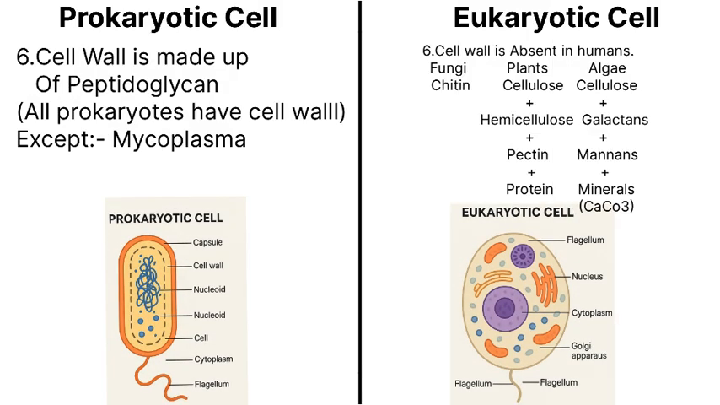The prokaryotic cell wall is made up of peptidoglycan. They are present in different diversity among them, with the exception of mycoplasma, which lacks the cell wall. While in the eukaryotic cell, the cell wall is made up of different compositions in different organisms. Like in the fungi, they are made up of chitin, and in the plants, the cell wall is made up of cellulose, hemicellulose, pectin, proteins, and in the algae, the cell wall is composed of cellulose, galactose, mannose, and minerals like calcium carbonate. And if you notice, all their cell walls are composed of structural polysaccharides, right?